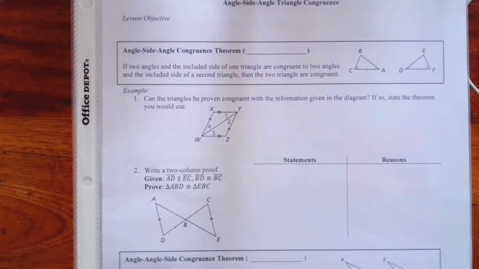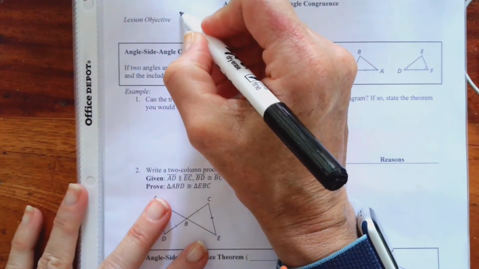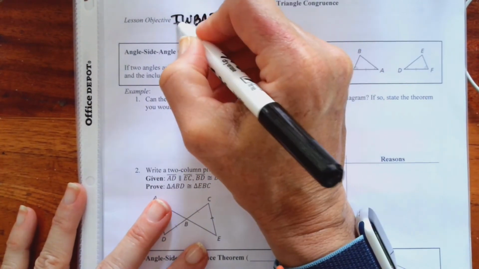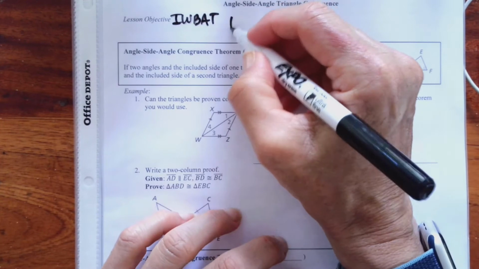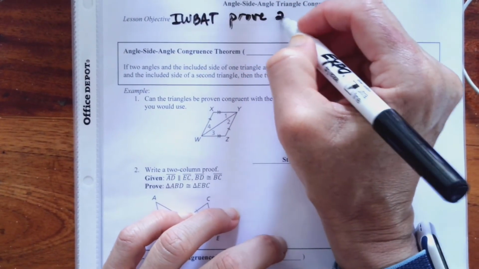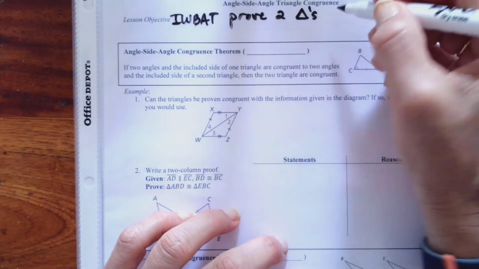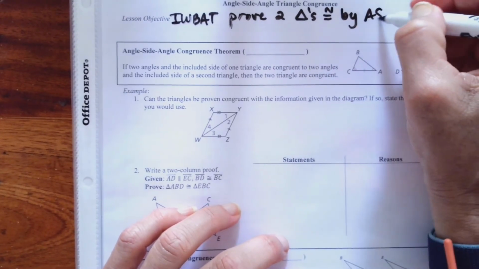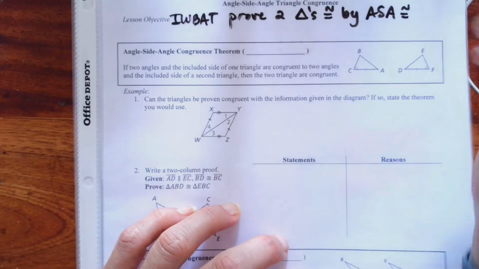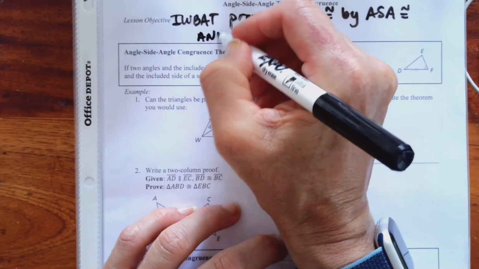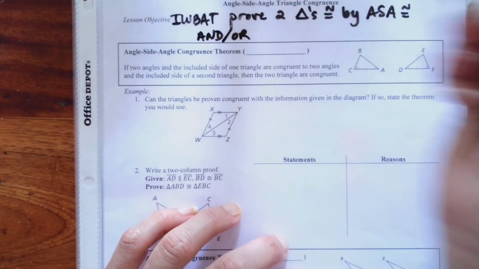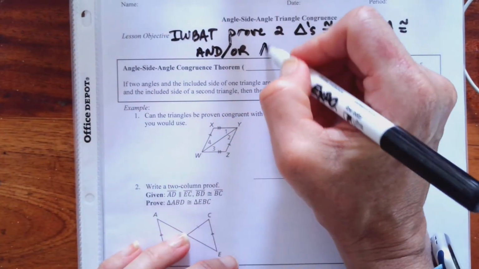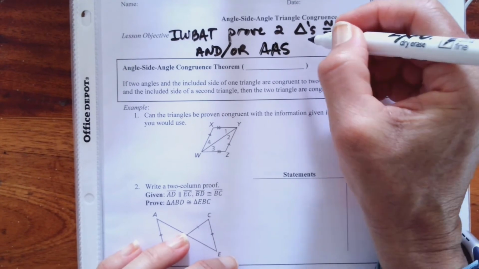So our lesson objective for you is: I will be able to prove two triangles congruent, ASA congruent, and I'm going to put "or" because it's not usually both. Whoops, let me move that down. AAS. So we just went over what it was.